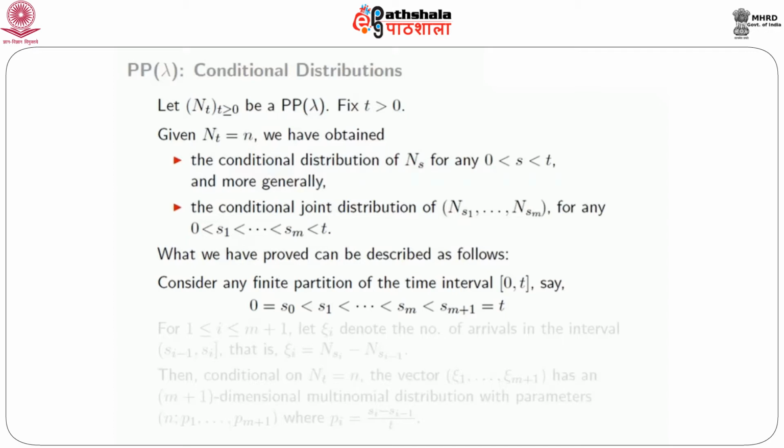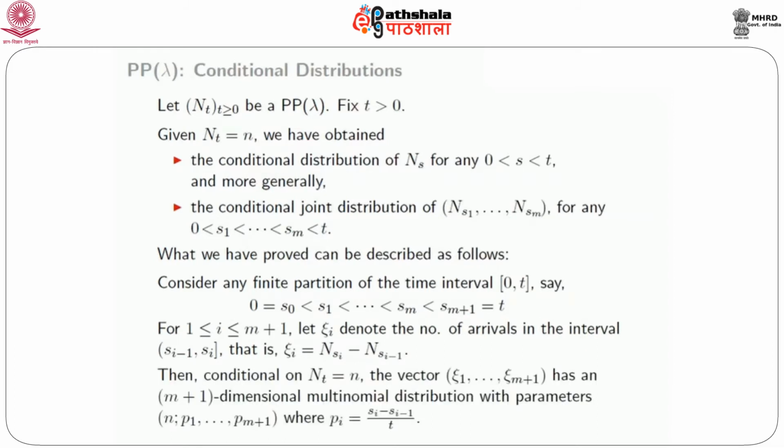So these are the things that we have obtained. From what we have proved, they can be equivalently described in the following manner. Consider any finite partition of the time interval 0 to t, say s0 equal to 0 and s0 less than s1, etc., less than s(m+1), which is t. So this is a finite partition of the time interval 0 to t. Now for i between 1 and m+1, let Xi denote the number of arrivals in the interval open s(i-1) to closed si. So that is exactly the number of arrivals after time s(i-1), but up to and including time si. In other words, Xi is N(si) minus N(s(i-1)).